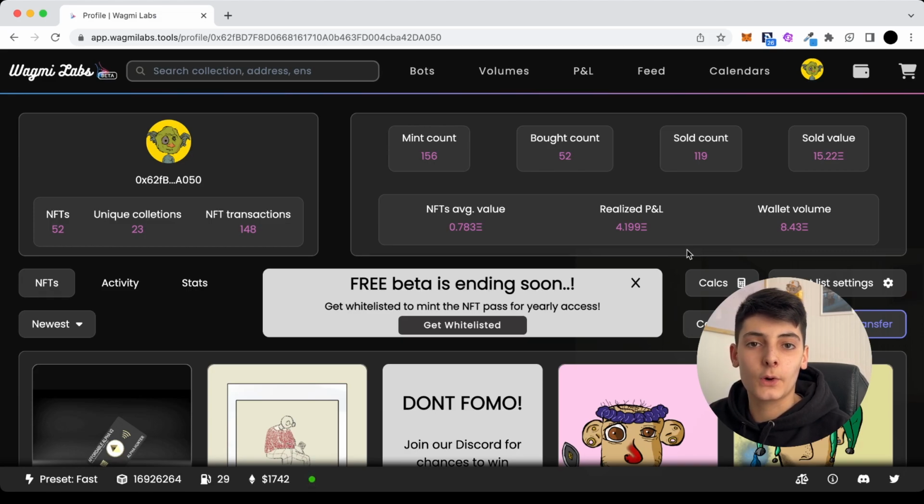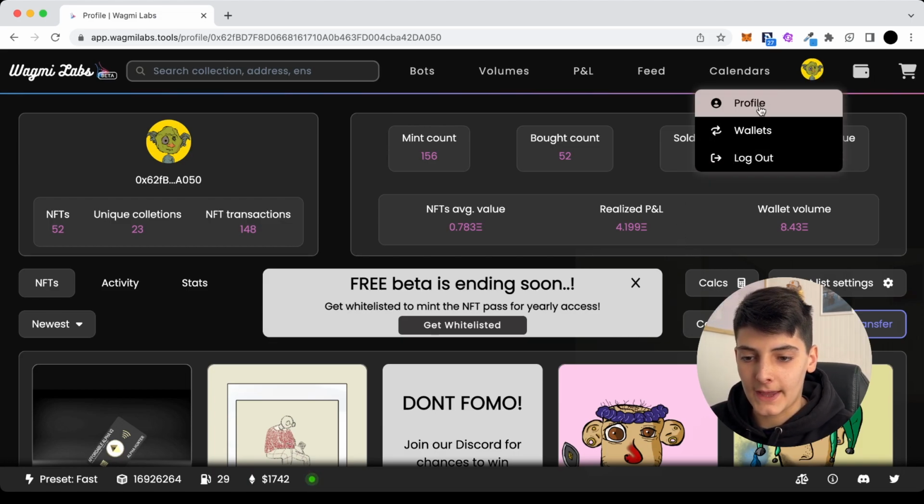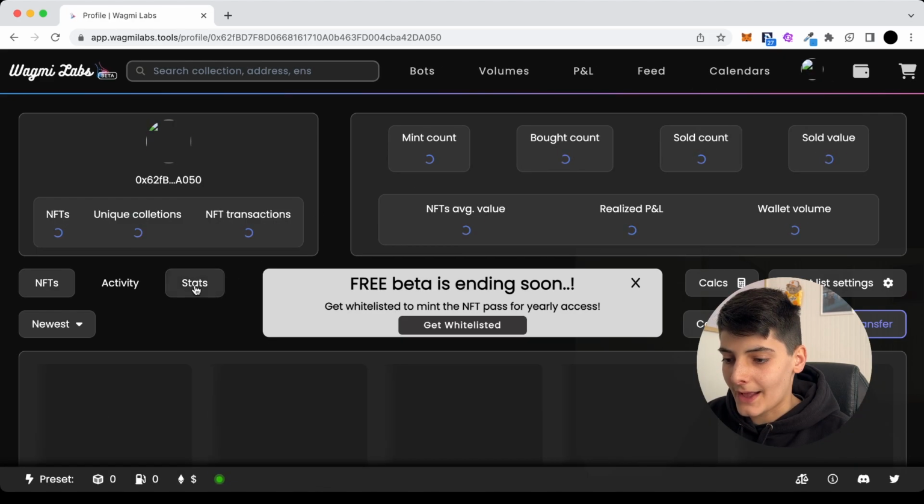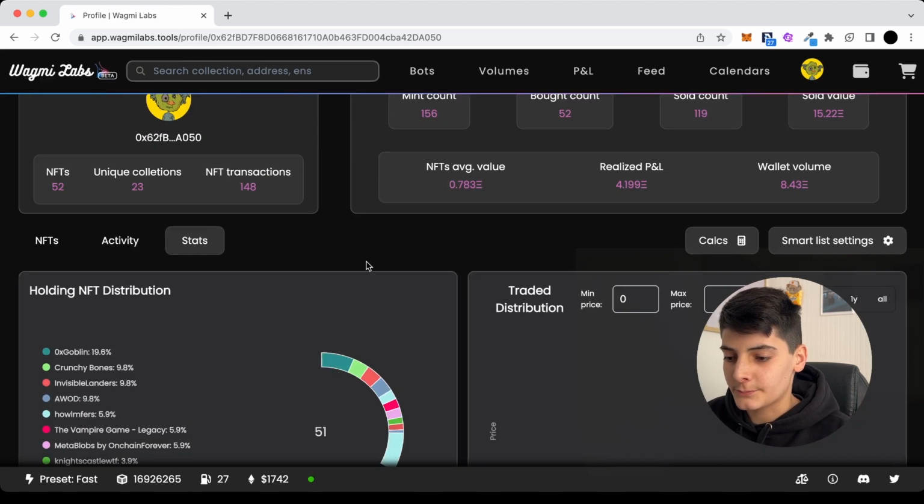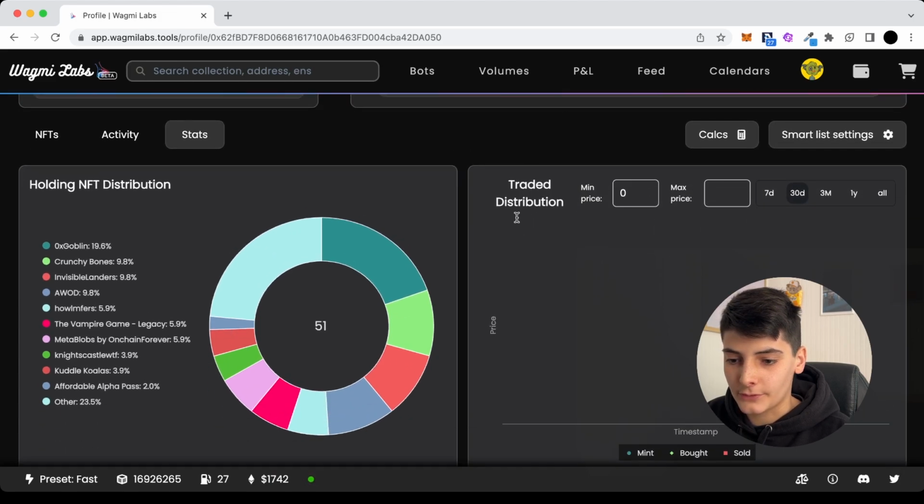In this video, we're going to be going over the new stats section in the profile. So to get to the profile, just hover on the icon and click profile, and you will have this button here, which is the stats button. Just press on it and we will get taken to the profile stats section.